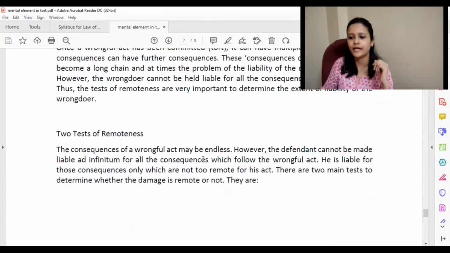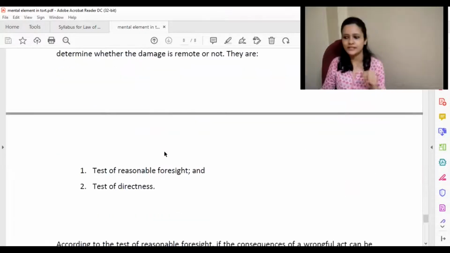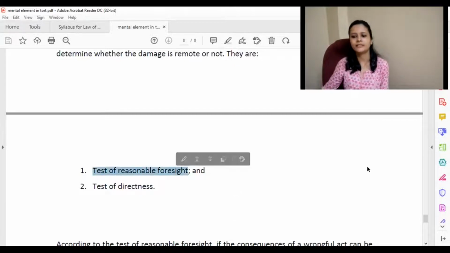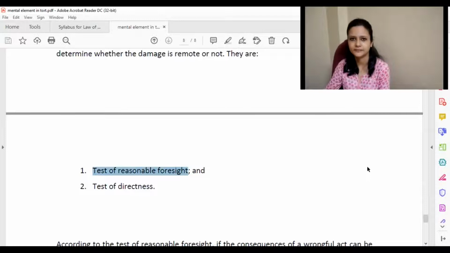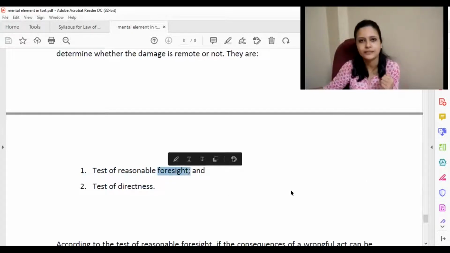For that, we have two different tests of remoteness. There are two tests which we can apply, and we can try to fix the liabilities of parties. First one being the test of reasonable foresight. Foresight as in what we can foresee when we are doing something.